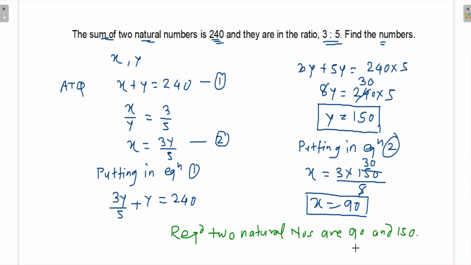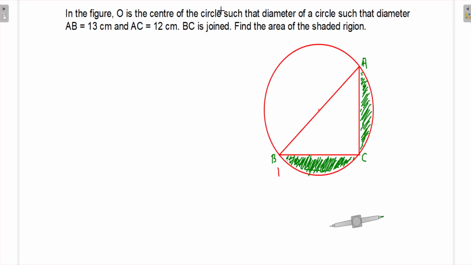So friends, now move to the second question. The next question is on the screen. In the figure, O is the center of the circle such that the diameter of the circle AB is equal to 13 centimeter. This diameter AB is 13 centimeter and AC is 12 centimeter, and BC is joined. Find the area of the shaded region. You have to find the area of this shaded region.